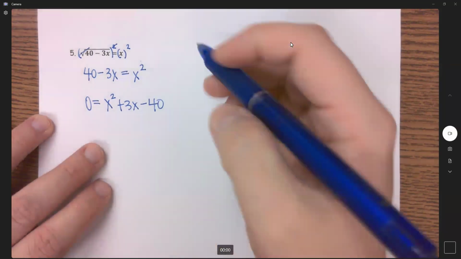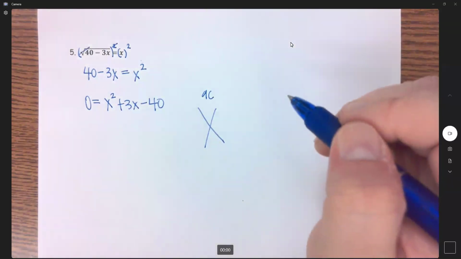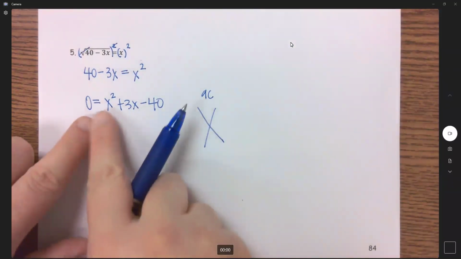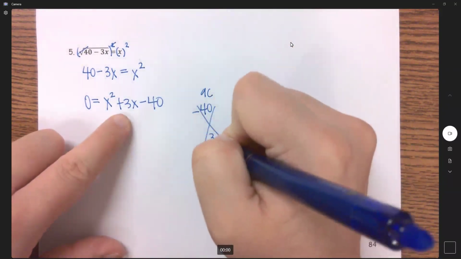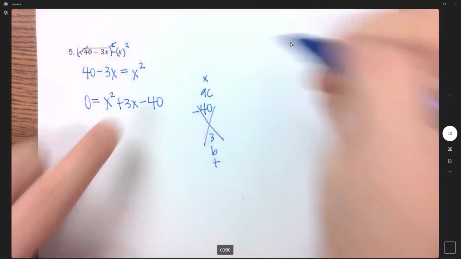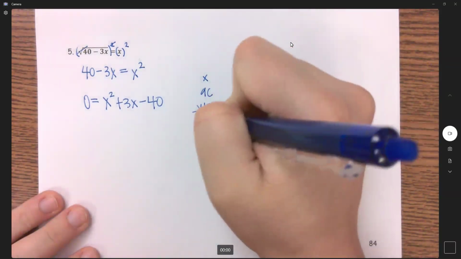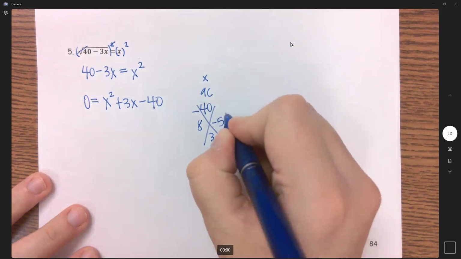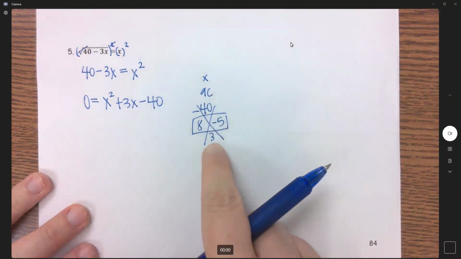So I'm going to go into my x. My a times c is 1 times negative 40. My b term is this 3. What adds up to 3 but multiplies to ac? If you need to, pause the video so you have a little bit more time to try to figure it out. List out your multiples if you need to. But this is 8 and negative 5. So when I multiply, we get to negative 40. When I add, I get to 3.